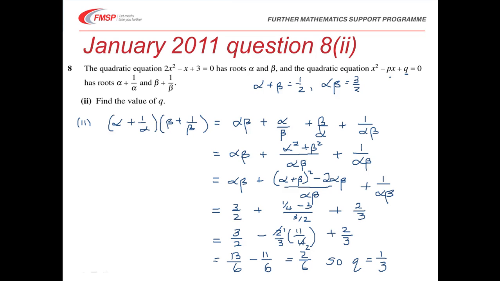Now in terms of marks for that question, you will get a mark when you write down a correct expansion for the product of the roots. You will get a method mark and an accuracy mark for seeing that alpha squared plus beta squared is the same as the square of alpha plus beta minus 2 alpha beta. You will then get a method mark for substituting in the numbers here, so the values of alpha plus beta and alpha beta, and you'll get an accuracy mark at the end for your correct answer.